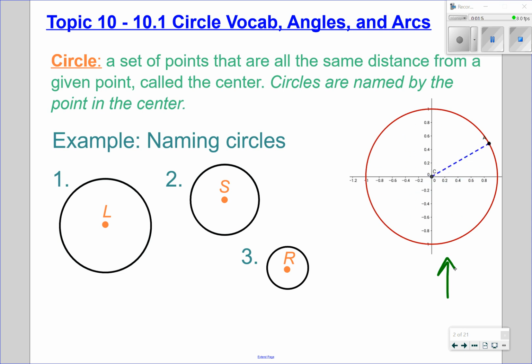So over here now, on examples 1, 2 and 3, we're going to look at how to name these circles. We name it by the center. We don't care about the points that are on the circumference. So this first one, we would call it circle L. Now, your symbol for a circle is literally a circle with a dot in the middle. That's all it is. So number 2, this would be circle S. And then number 3, this would be circle R. So if you're asked to name a circle, this would be the notation that you would use.